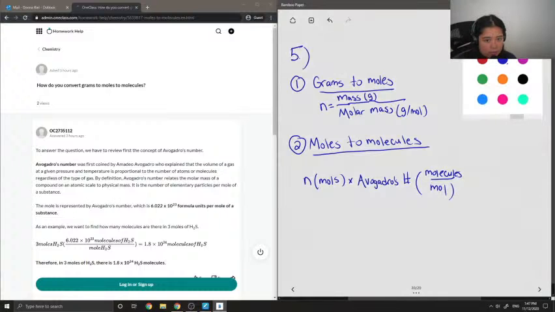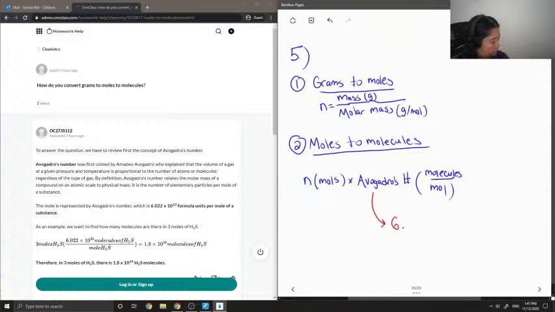Okay, so I'll actually write out the value for Avogadro's number. So depending on your teacher, sometimes they want you to memorize it. But it's not that hard to remember. It's just 6.022 times 10 to the 23. And its units are in molecules or particles per mole.